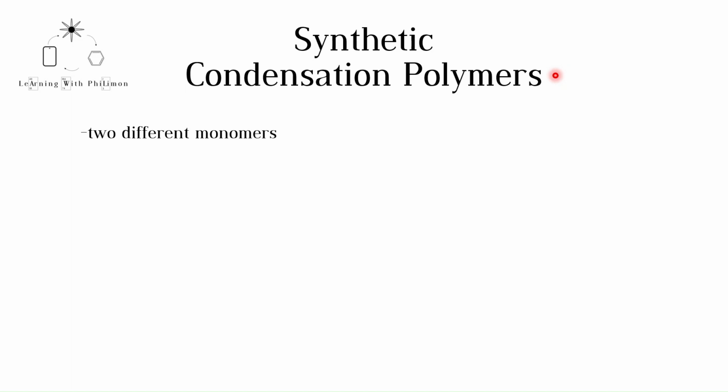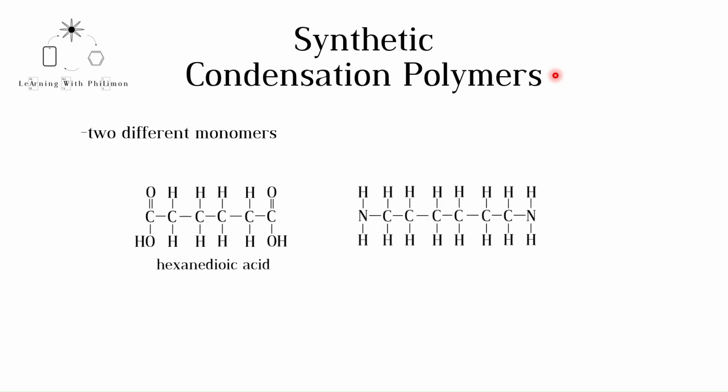To form nylon 6,6, you need to react hexandioic acid with hexane 1,6 diamine. Hexandioic acid is a carboxylic acid. It contains a COOH group on both ends of the molecule. Hexane 1,6 diamine is an amine due to the functional group NH2.